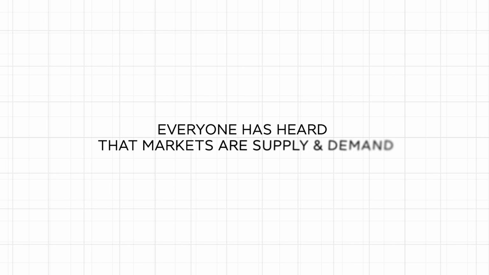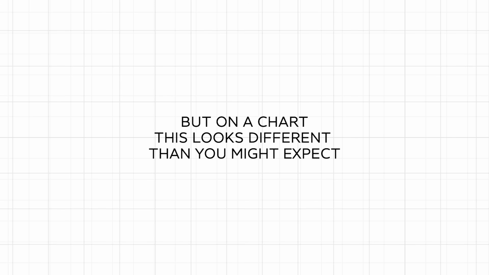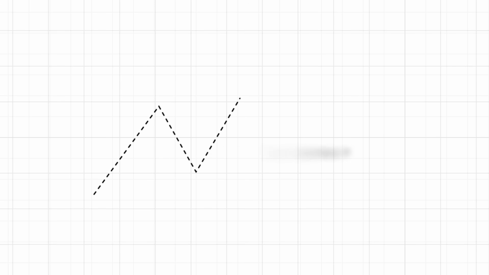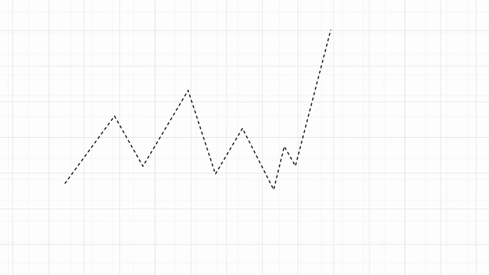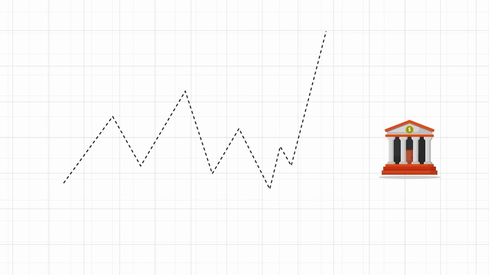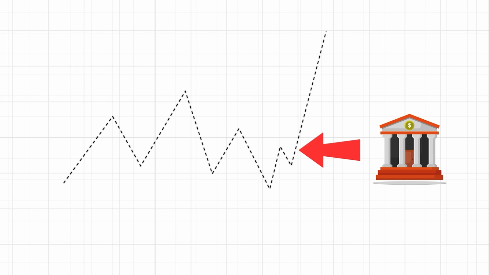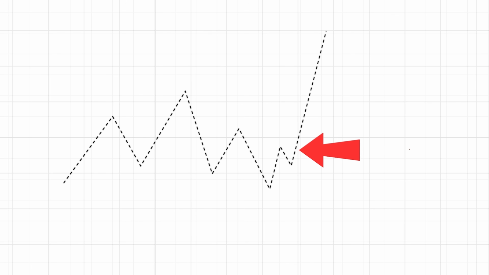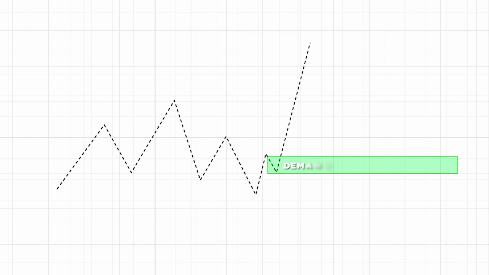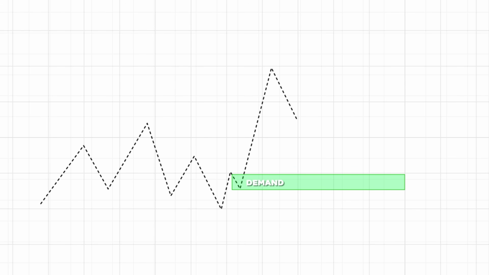Everyone's heard that markets are supply and demand, but on a chart, this looks different than you might expect. Areas of supply and demand develop on a chart as large institutions look to enter and exit the market, creating major price moves. The next time you're seeing a market trend up, try this.